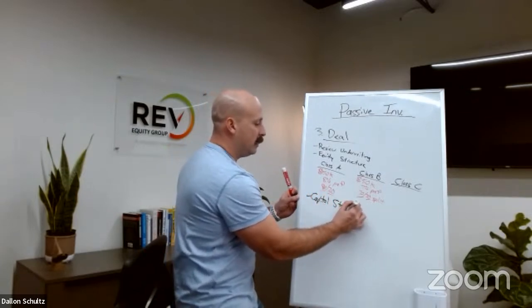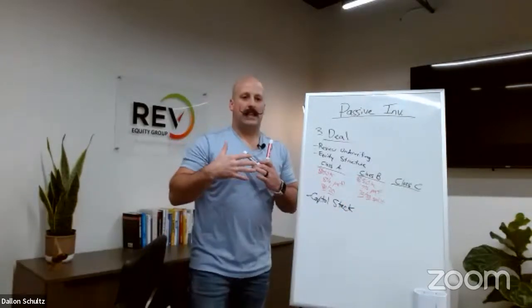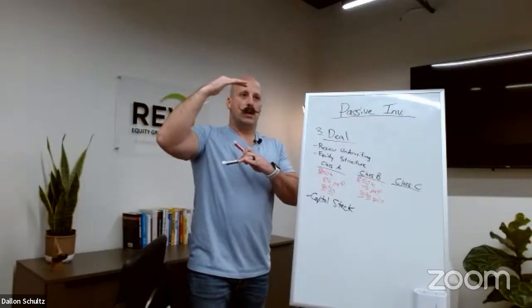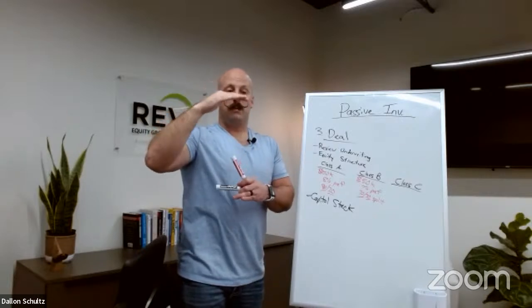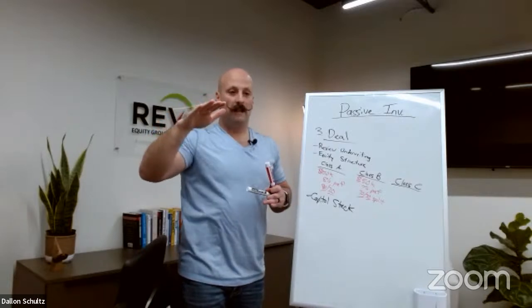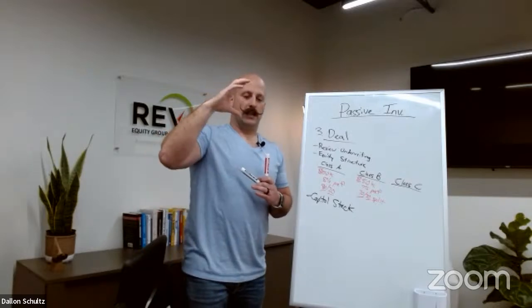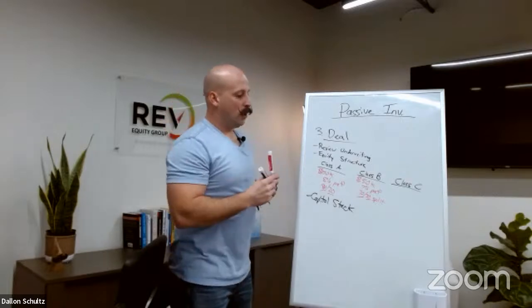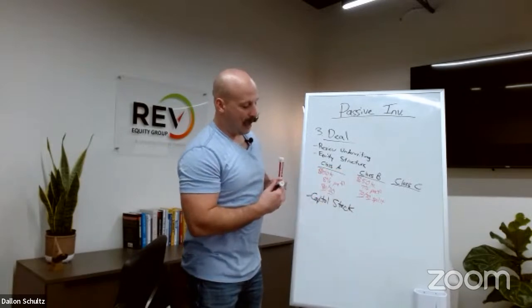And again, we've touched on this on previous webinars, but I'll touch on it briefly here. Your capital stack is how the money is paid out from the deal. Your primary lender, your main lender, is going to be paid first before anybody else. Then you'll have your investors, and then your operators get paid last.